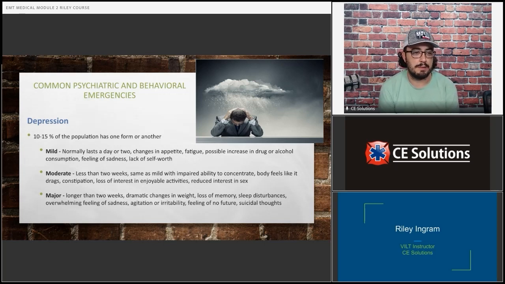Moderate is going to be less than 2 weeks. Same as mild, but with impaired ability to concentrate. The body feels like it drags, constipation, loss of interest in enjoyable activities, and reduced interest in sex. Major is longer than 2 weeks, with dramatic changes in weight, loss of memory, sleep disturbances, an overwhelming feeling of sadness, agitation or irritability, a feeling of no future, and suicidal thoughts.